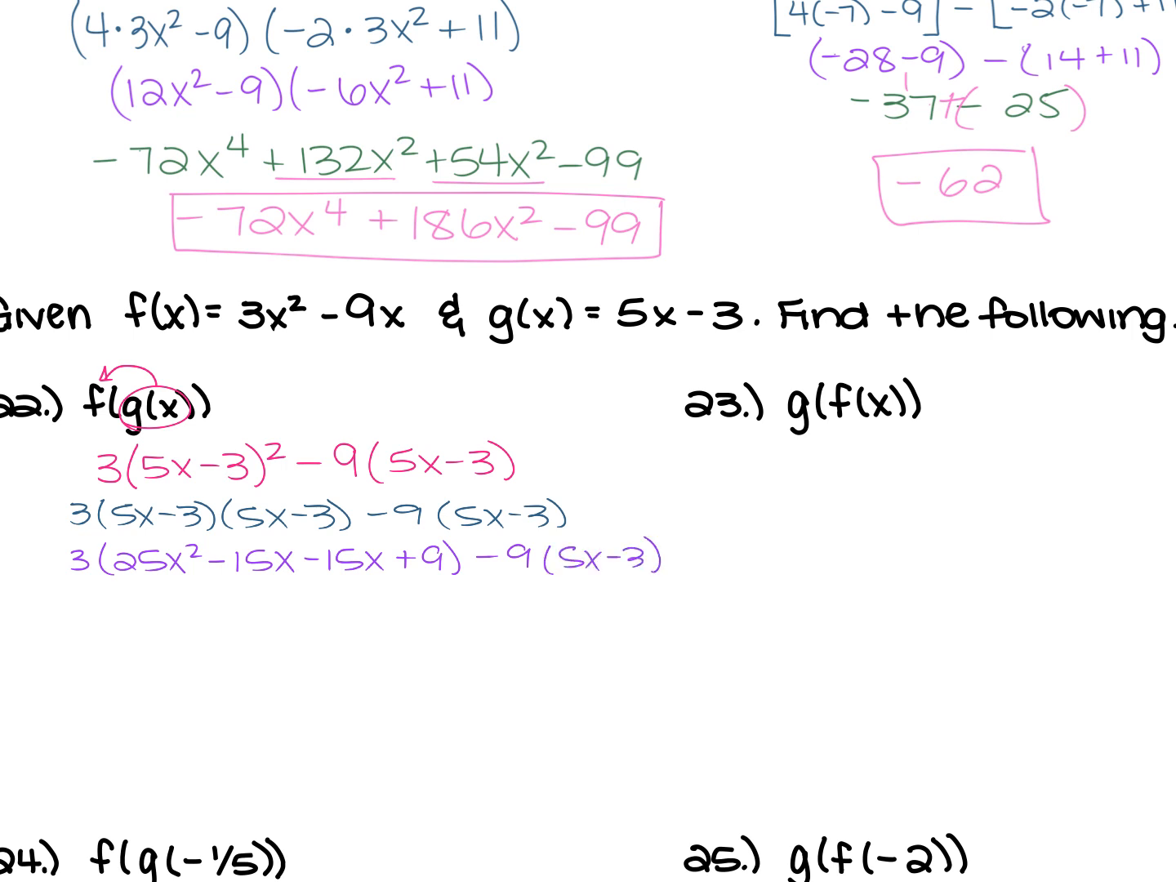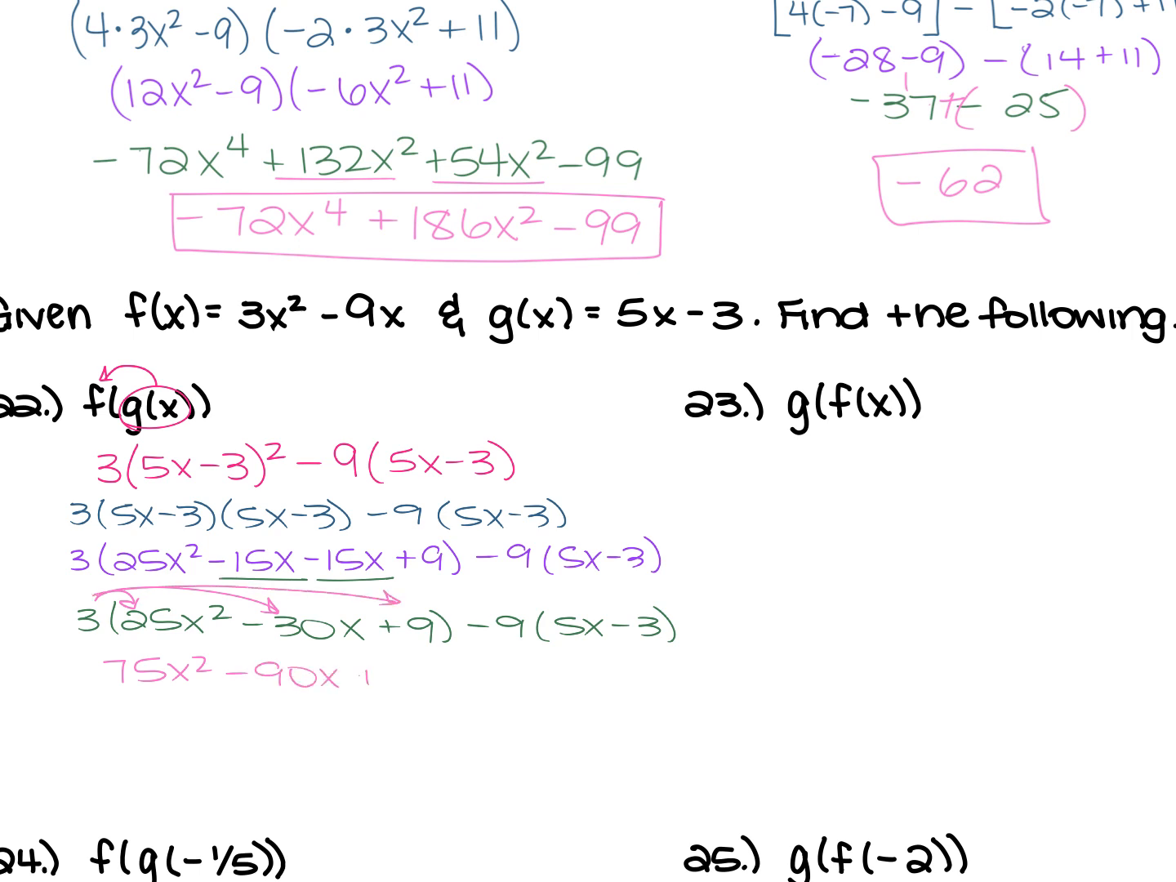If you combine like terms within your first set of parentheses, you're going to have 3 times 25x squared minus 30x plus 9 minus 9 times 5x minus 3. From here, you're distributing. So 3 times 25x squared is 75x squared. 3 times negative 30x is negative 90x. 3 times 9 is 27. The negative 9 gets distributed as well. That's going to give you negative 45x plus 27.